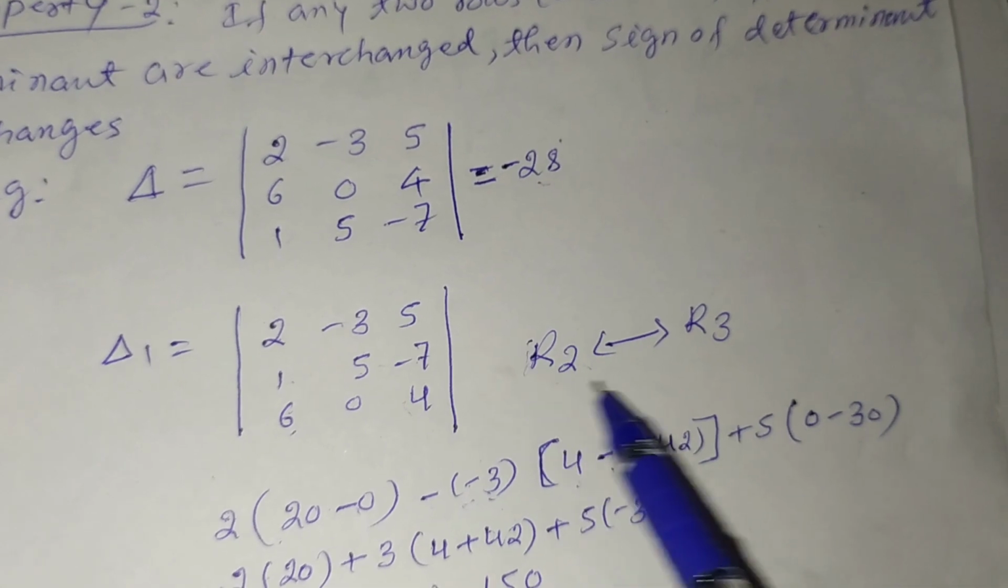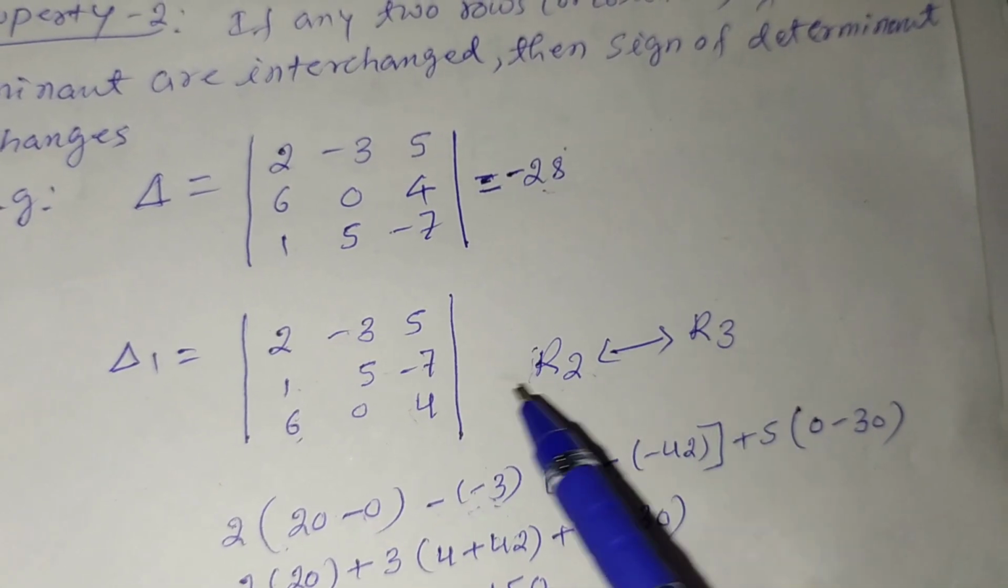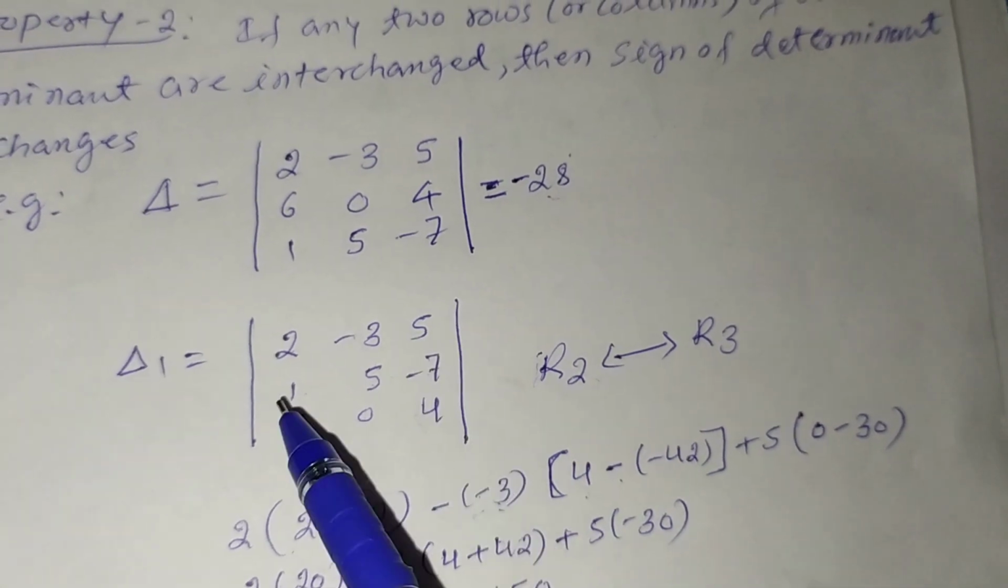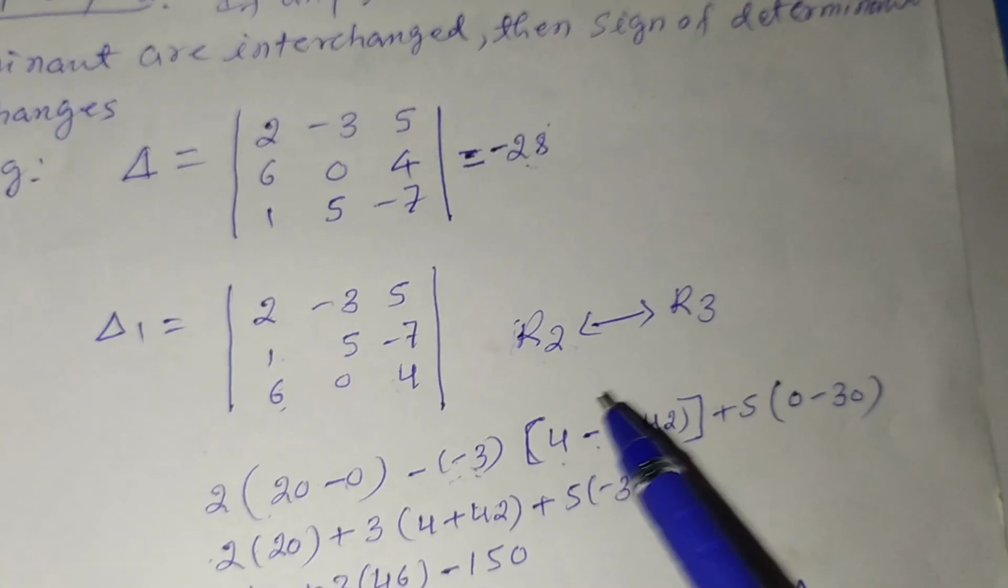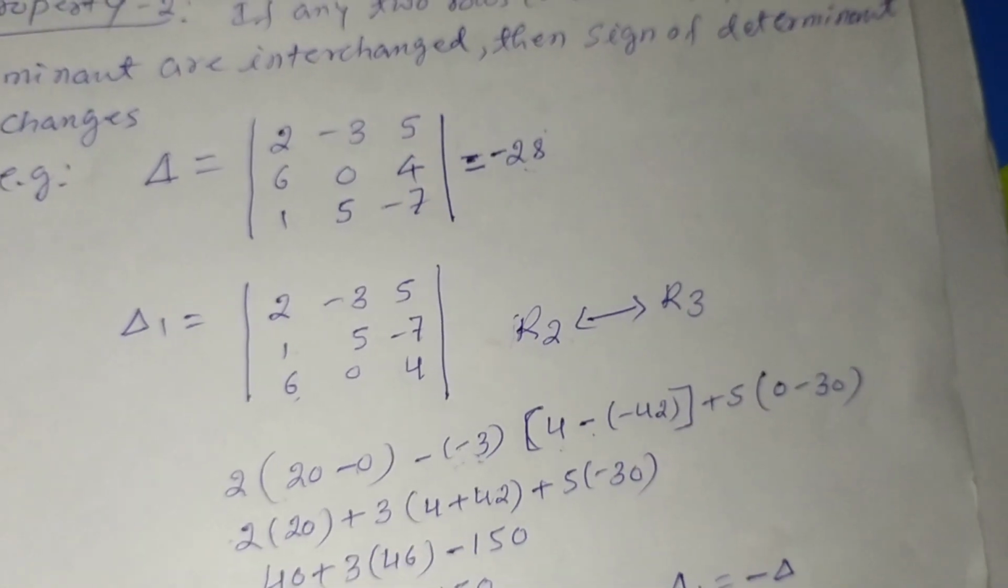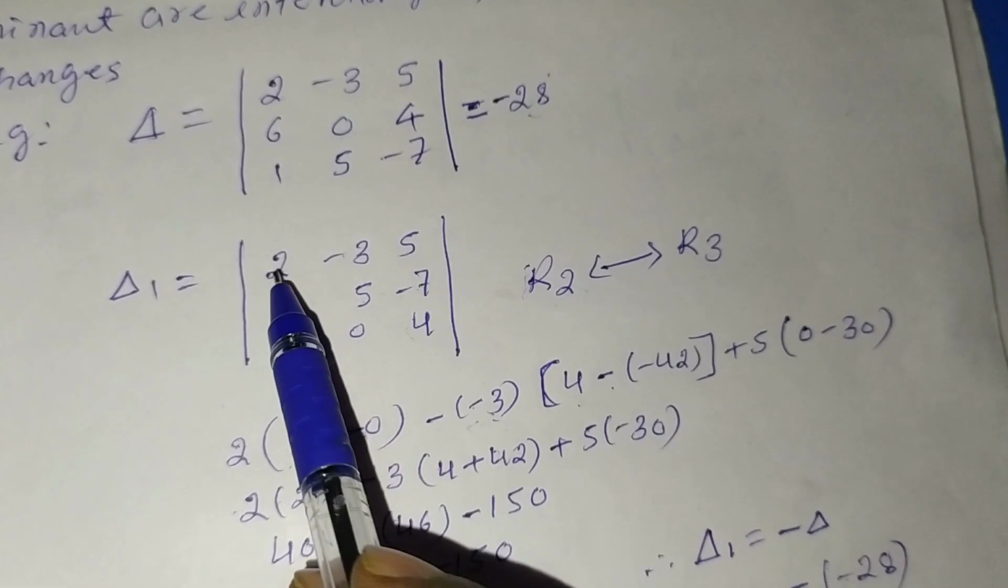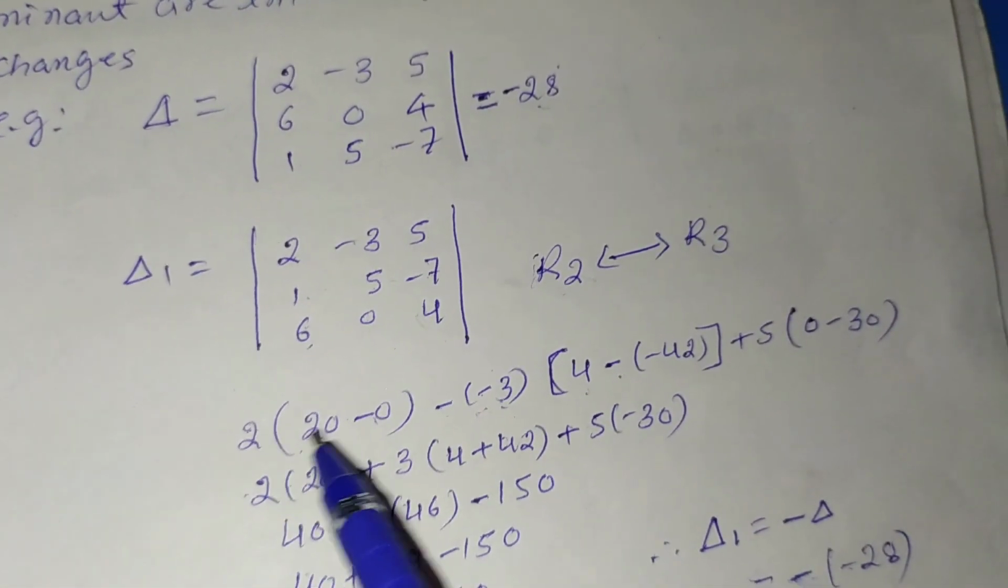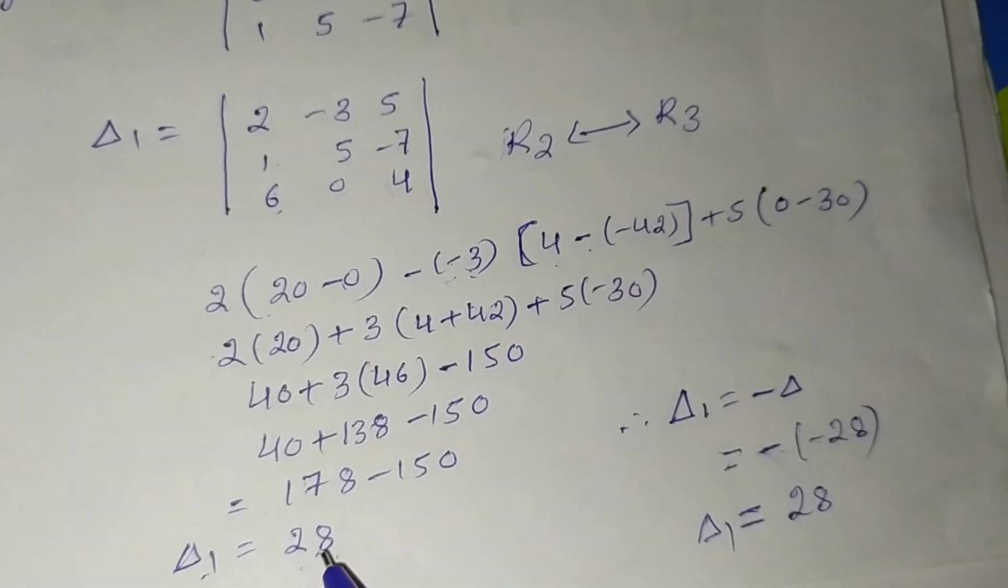It is not restricted to only R2 and R3. You can also interchange R1 and R2, C1 and C2, C2 and C3. That is left to you. After simplifying, I am going to expand along R1 here also. After simplifying, you get here 28.